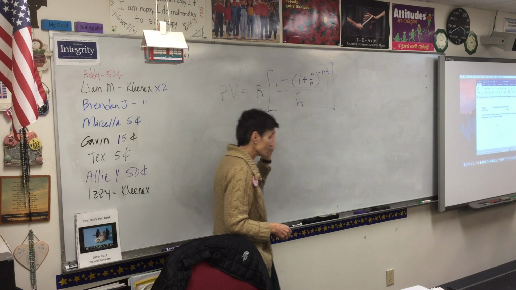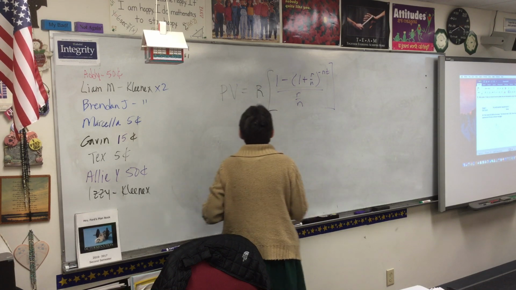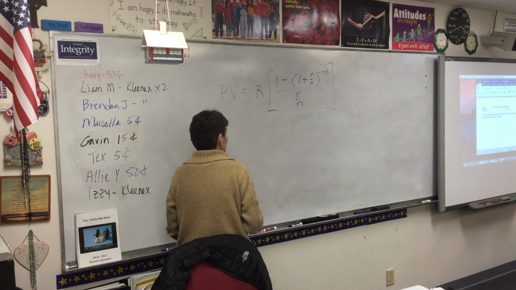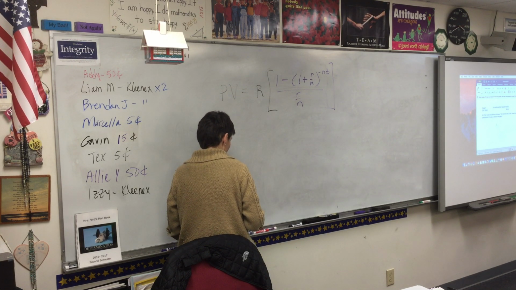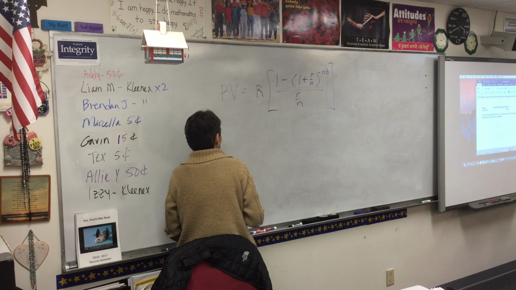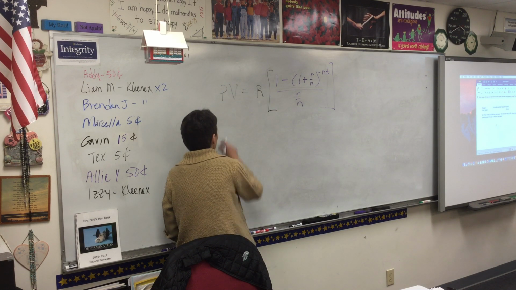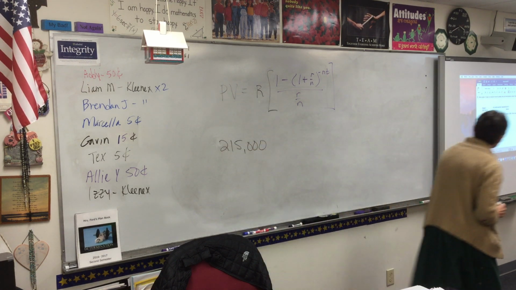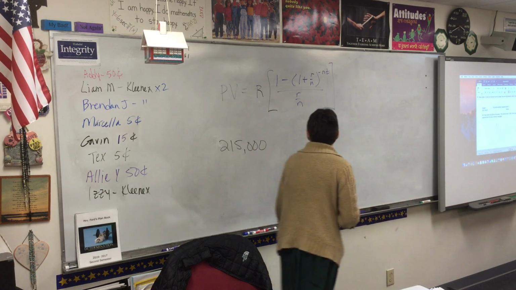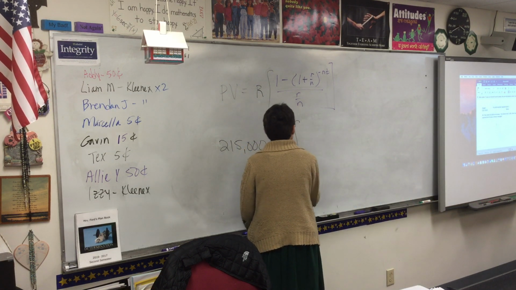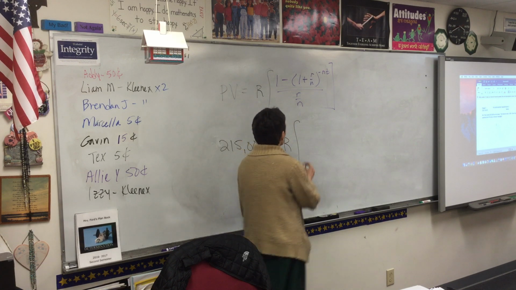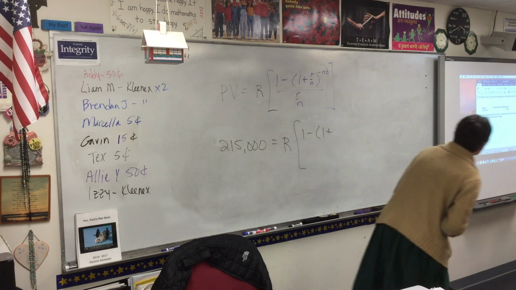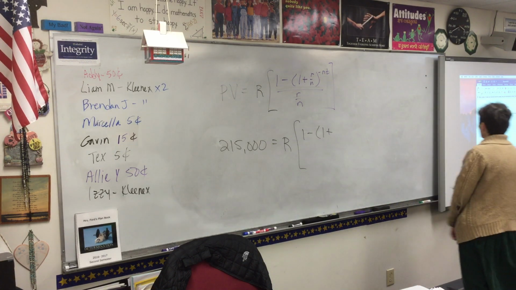Okay, so we're writing it down on our paper, and we're going to fill in the numbers from this problem into the same formula we just used. So what do we know? We know PV is 215,000. We don't know R again, we're looking for the amount of the payment. We know the interest rate is 0.036.